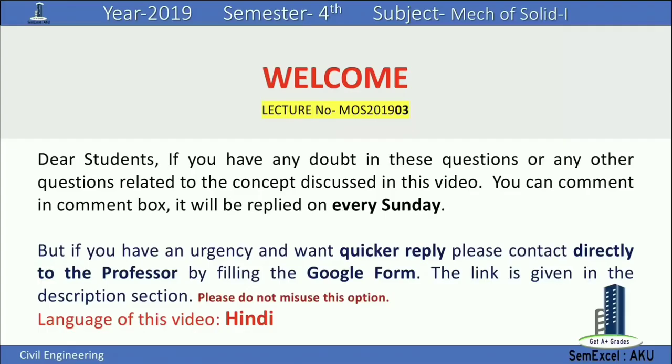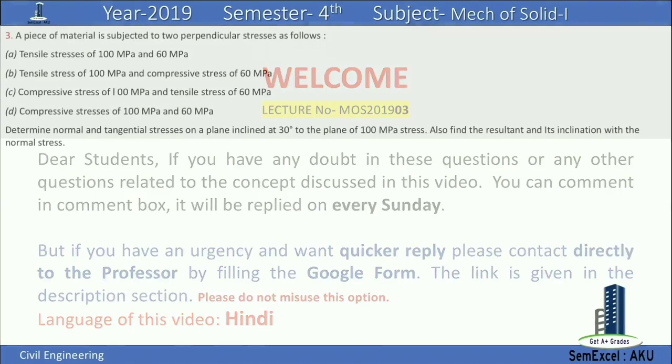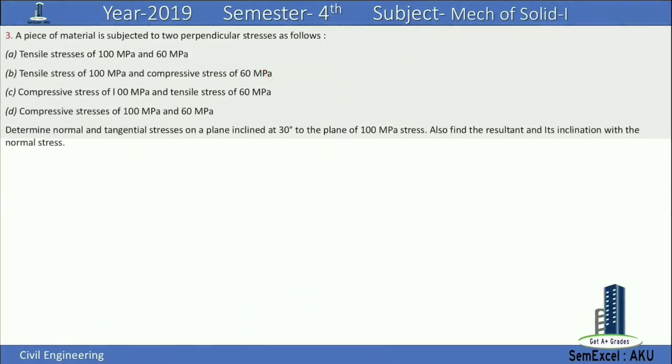Ladies and gentlemen, welcome to lecture number 3. Today we will discuss the stress transformation concepts and then we will discuss a problem related to stress transformation. So let's start without wasting any further time. This is the problem we have selected to discuss. But before discussing this problem, we will see some concepts.